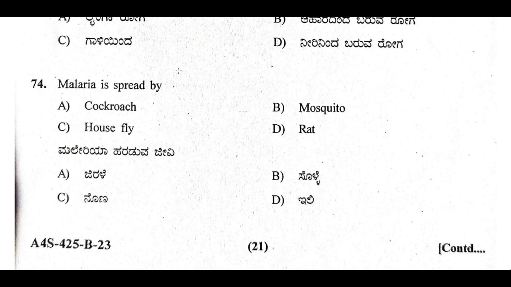74th question, malaria is spread by option A, cockroach. Option B, mosquito. Option C, housefly. Or D, rat. Malaria is spread by mosquito. Option B is the right answer. A mosquito bites, an infected female anopheles mosquito, and malaria may also be spread by transfusion of blood from infected people or by the use of dirty or contaminated needles or syringes. So option B, mosquito, is the right answer.